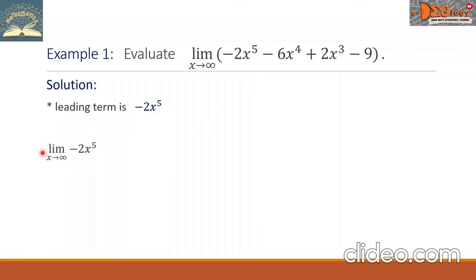Now, let us evaluate the limit of the leading term, negative 2x raised to 5, as x approaches infinity. Let us substitute this infinity to the x. So we have negative 2 times infinity, that is raised to 5. This infinity raised to 5 is simply infinity. And this positive number that grows bigger and bigger, that is infinity, is multiplied by the constant negative 2. So the answer is negative infinity.